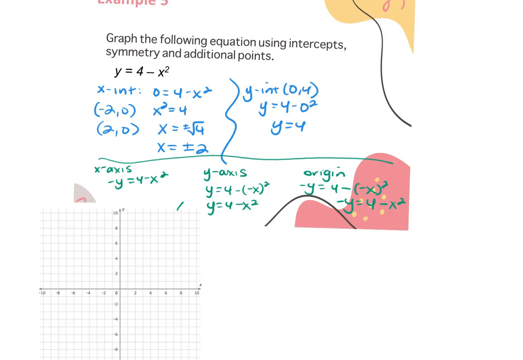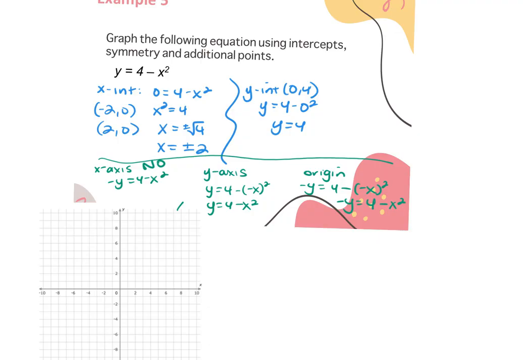I did the x-intercept: plug 0 in for y. You should have gotten plus and minus 2. Y-intercept: plug 0 in for x, you get 4. Then for the x-axis symmetry, you're plugging in a negative y. It doesn't equal the original, only the y changed signs. So it does not have x-axis symmetry.